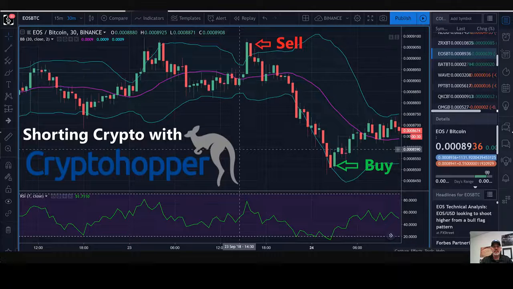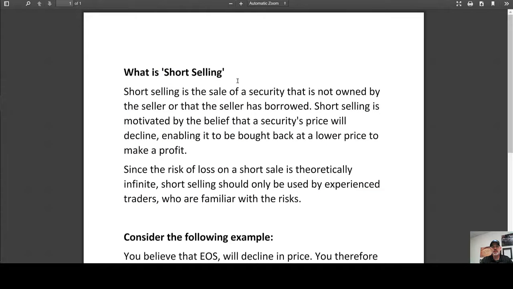Moneta channel. Today we're going to take another look at how to short cryptocurrencies using CryptoHopper on the Binance exchange. But first of all, I think it's important that we go over traditional short selling versus how CryptoHopper actually handles a short sell.